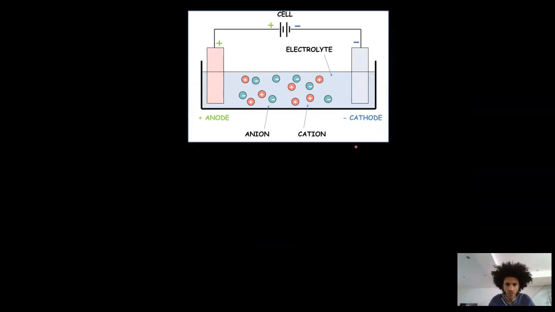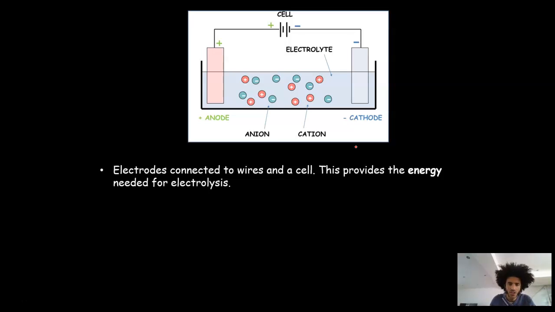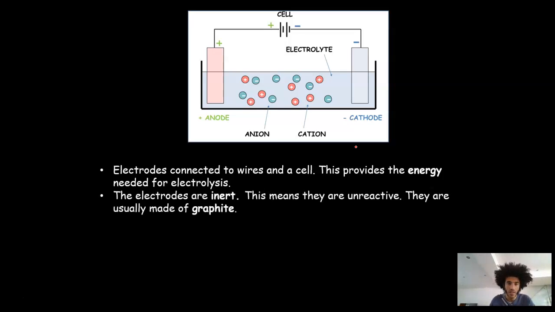Okay, so here's our electrolytic cell, a little bit smaller than what you've seen before, and the electrodes are connected to wires in a cell. Now the cell provides the energy needed for electrolysis. That's important. If you don't give this cell energy, it's not going to work, because it's non-spontaneous. It needs energy in order to function. Now the electrodes that you've got, the anode and the cathode, are inert. That basically means they're unreactive, if you remember that from previous learning, and they're usually made of graphite.